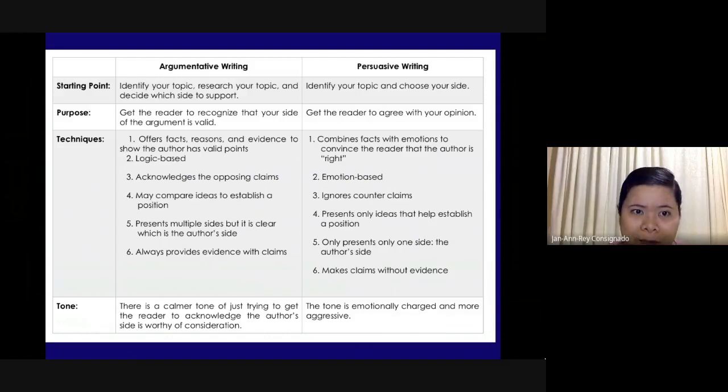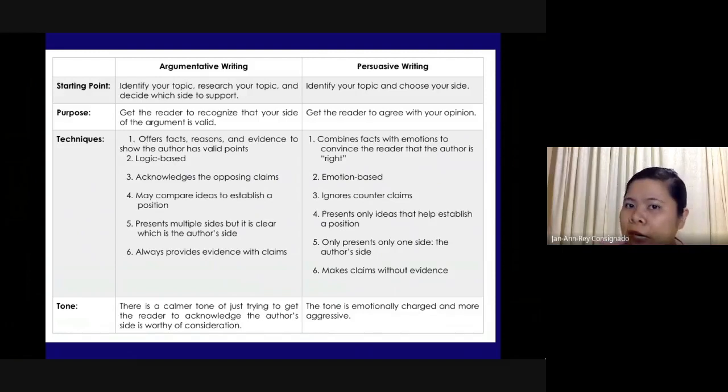How about the techniques? Number 1, argumentative writing offers facts, reasons, and evidence to show the author has valid points. Another one, it is logic-based. Number 3, it acknowledges the opposing claims. Number 4, it may compare ideas to establish a position. Number 5, it presents multiple sides, but it is clear which is the author's side. And number 6, it always provides evidence with claims. So these are the techniques if we are talking about argumentative writing.